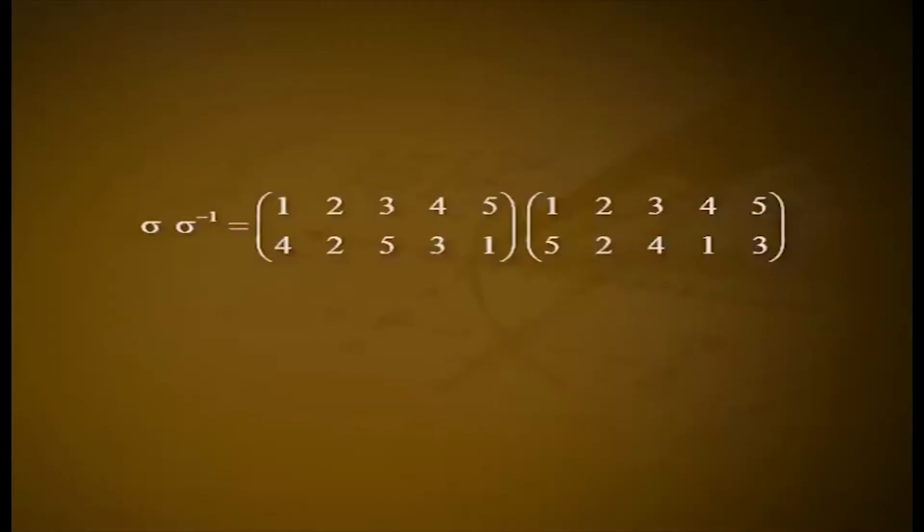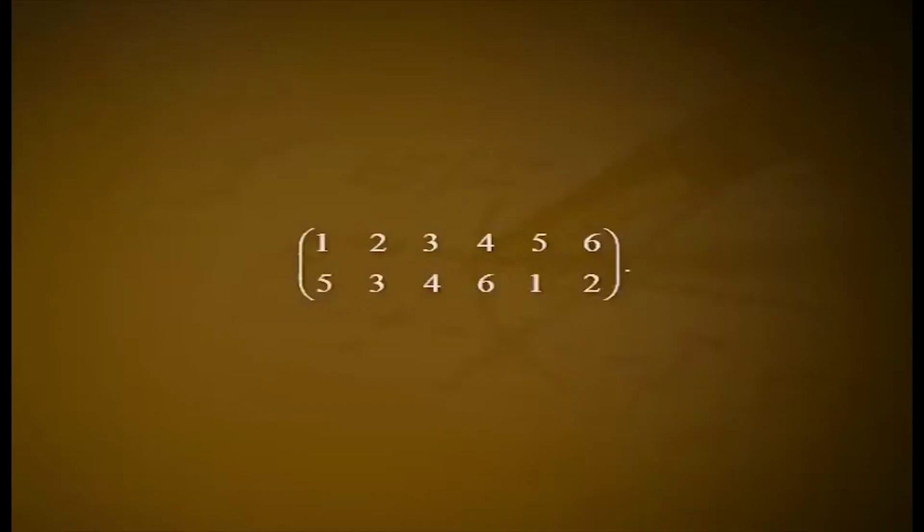It can also be seen that σ σ inverse is equal to the permutation 1→4, 2→2, 3→5, 4→3, 5→1 times the permutation 1→5, 2→2, 3→4, 4→1, 5→3, which is equal to the permutation 1→1, 2→2, 3→3, 4→4, 5→5, which is equal to I.